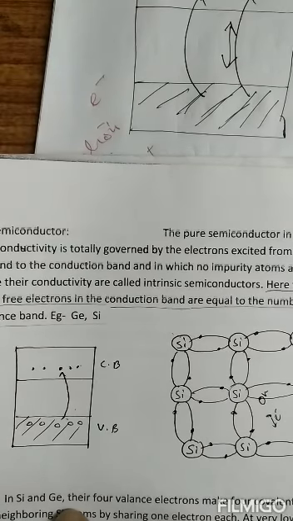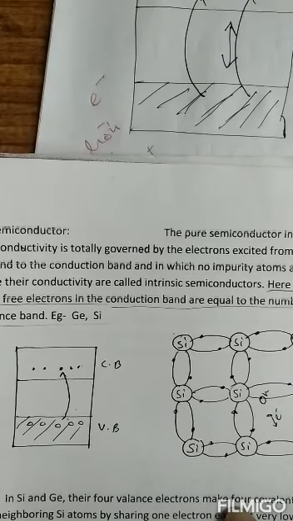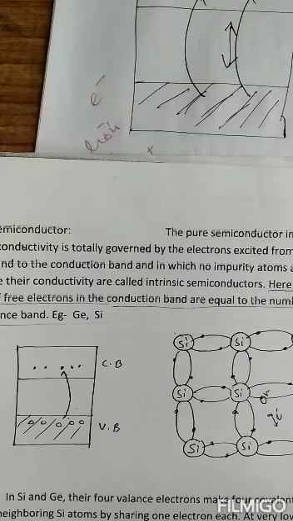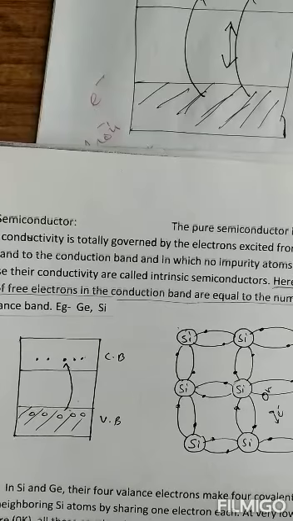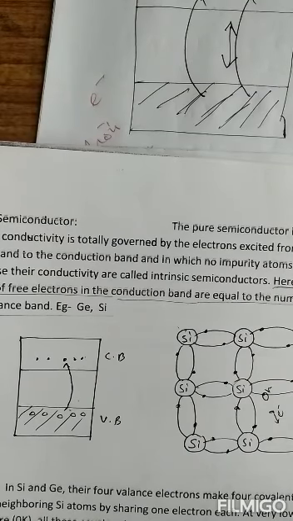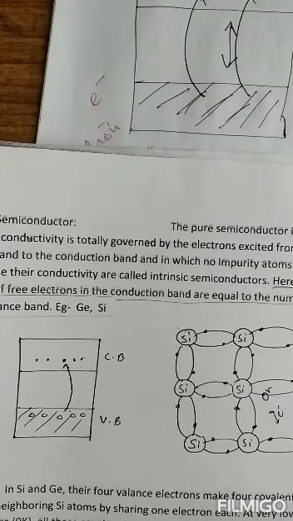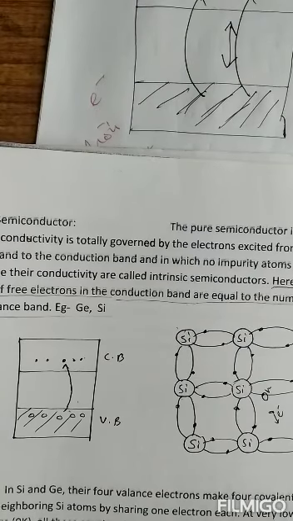In silicon and germanium, their 4 valence electrons make 4 covalent bonds with 4 neighboring silicon atoms by sharing 1 electron each. At very low temperature, all these covalent bonds are filled up and hence no electrons are free to conduct electricity. Thus, the conduction band is completely empty and the valence band is completely filled up, and hence the semiconductor behaves as a perfect insulator at 0 Kelvin.